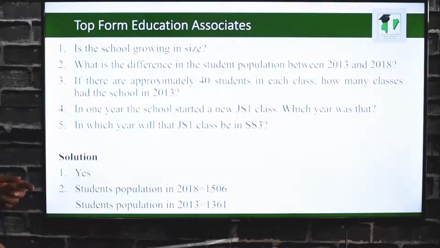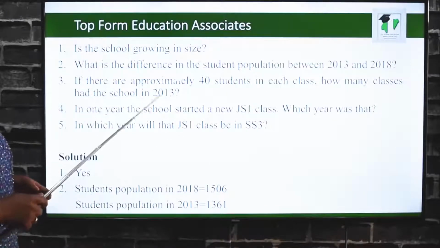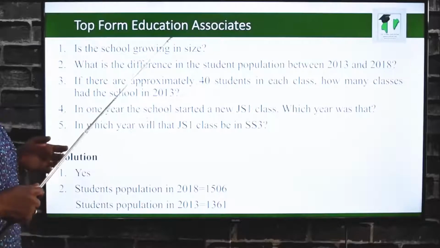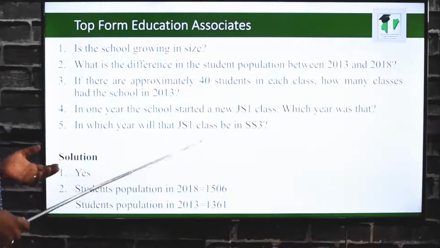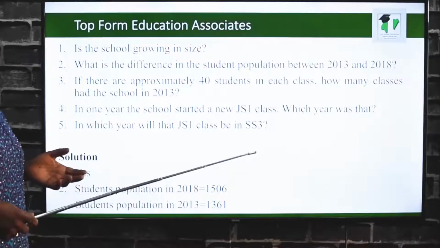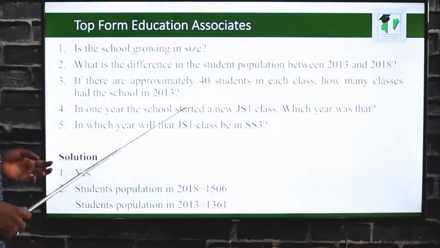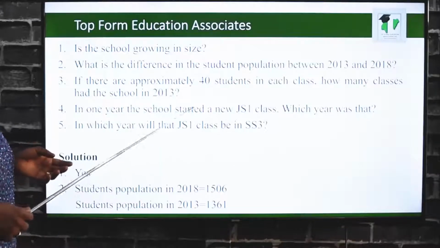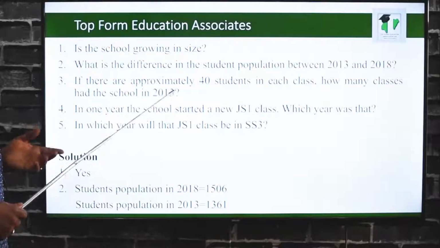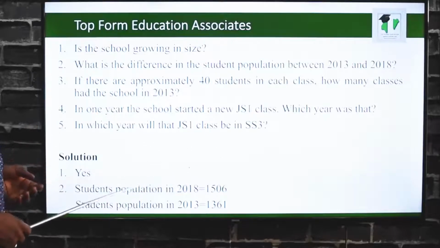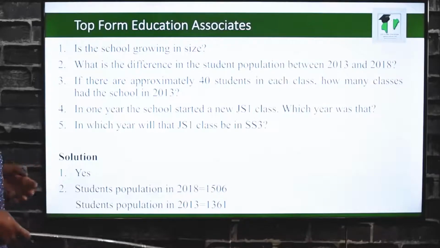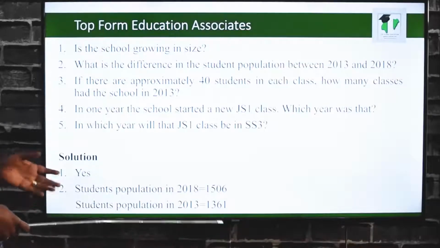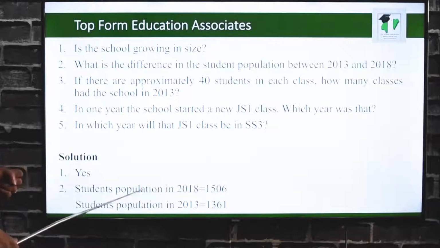So let's look at the solution. Question number 1, is the school growing in size? That is the population of students, is it increasing? The answer is definitely yes, because in 2013, student population was 1,361, but in 2018, student population was 1,506. So, student population is increasing.